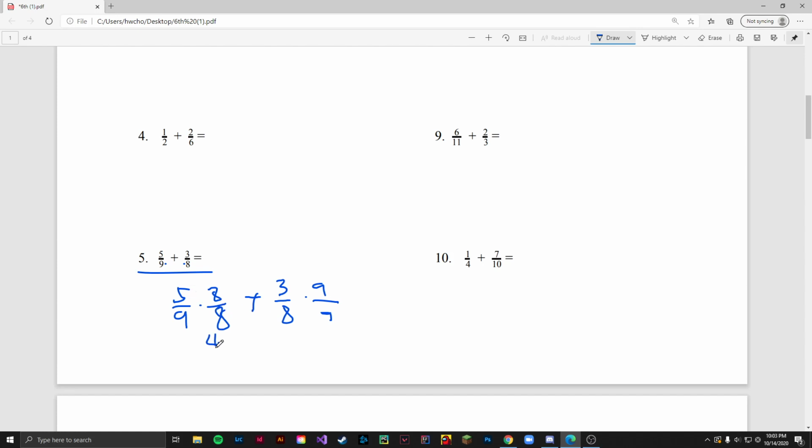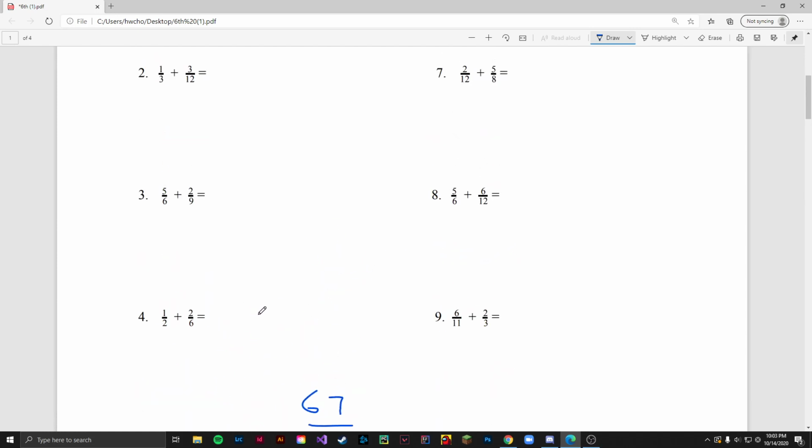So that's 40 over 72 plus 27 over 72. Add those and you get 67 over 72.